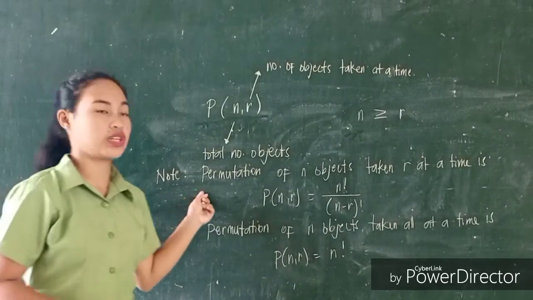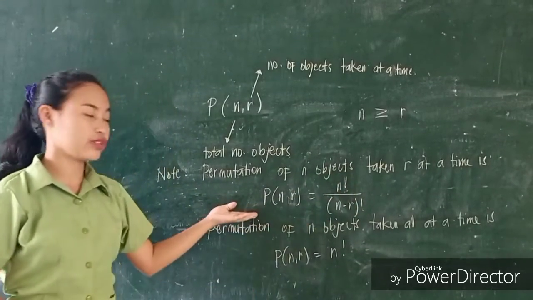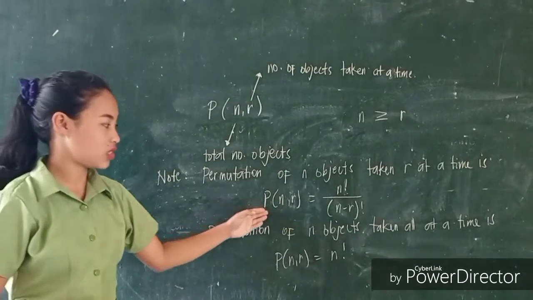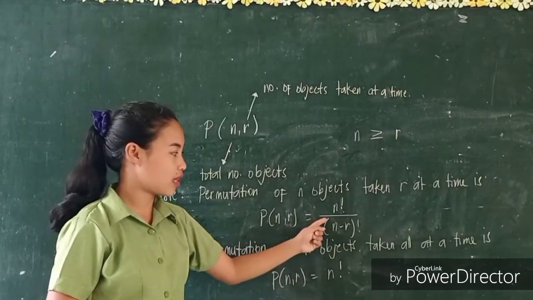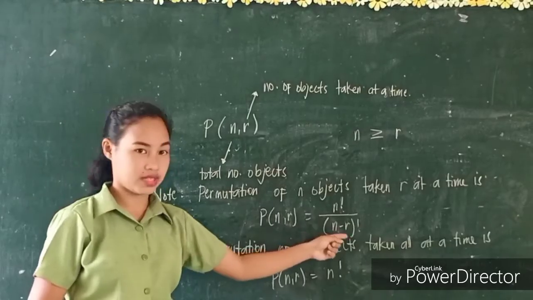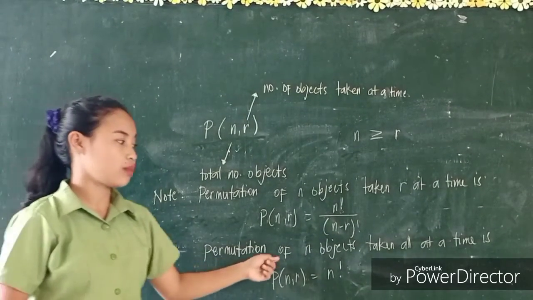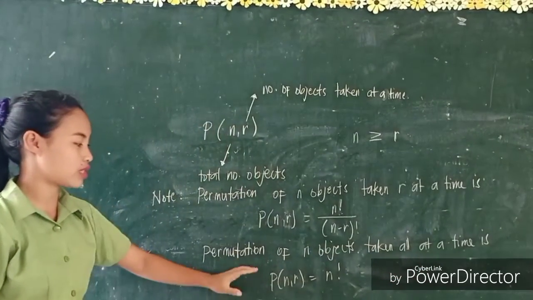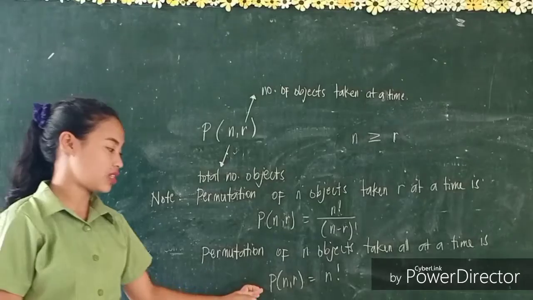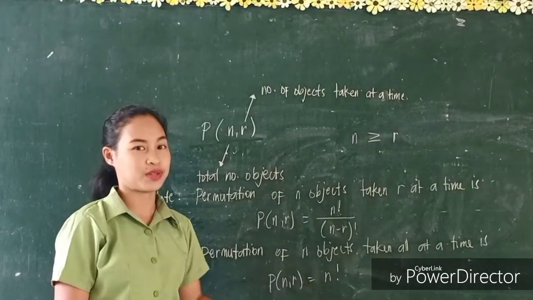So let's now proceed to the formula. If permutation of n objects taken r at a time is given, then we will use this formula: P(n, r) = n! / (n - r)!. Now, if permutation of n objects taken all at a time is given, then we will use this formula: P(n, n) = n!.